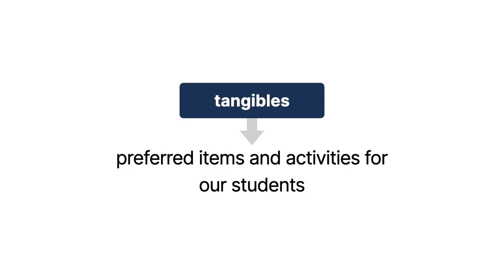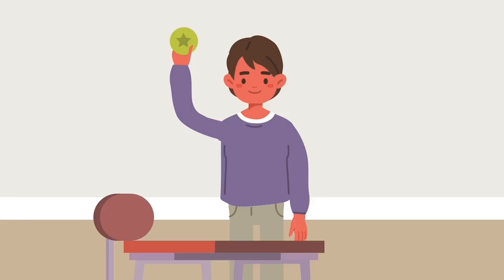Let's now talk about access to tangibles. Tangibles can be defined as preferred items and activities for our students. What does behavior maintained by access to tangibles look like in a school setting? It could be students engaging in problem behaviors in order to access toys or specific playground equipment. Another example is when students steal tokens from other students' desks as part of a token economy. This is another example of problem behavior maintained by access to tangibles.